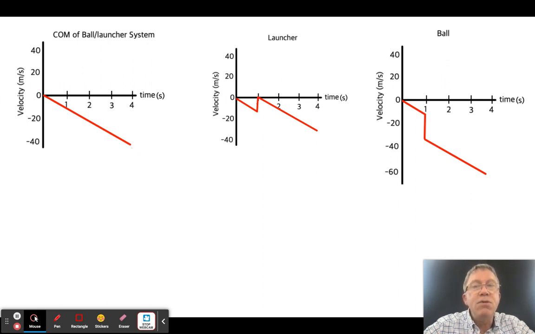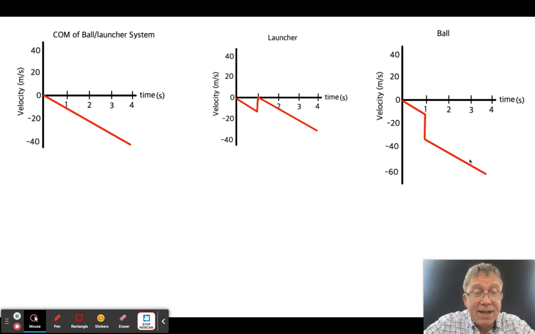If I wanted to do the velocity of the launcher, well, it starts off falling this way, and I was told that at t equals 1 second it fires and it momentarily stops, but gravity is going to keep pulling and it's still going to go down at that same 10 meters per second squared. Now the ball was falling down, and now it got forced downward at a faster rate, and then it's going to continue to fall under the influence of gravity.